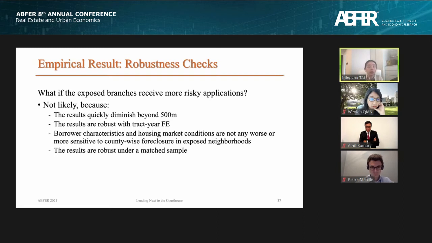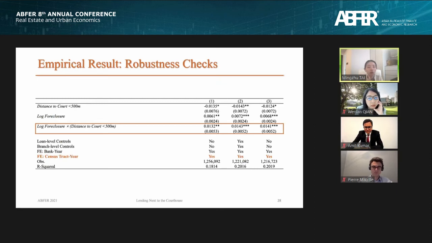So in order to further rule out this concern, we run a number of additional robustness checks. Our first robustness check further controls for the local census tract by year fixed effect. In other words, now we can pin down the local economic and housing market fundamentals within a very small neighborhood. So even comparing within this super small neighborhood, we can still see our effect remains qualitatively and quantitatively robust.